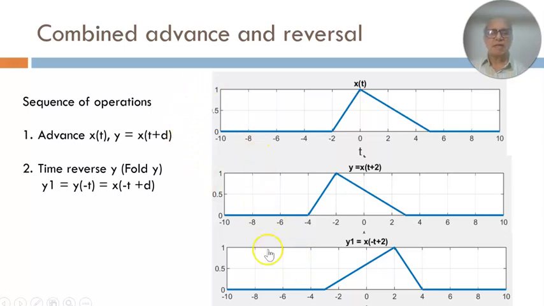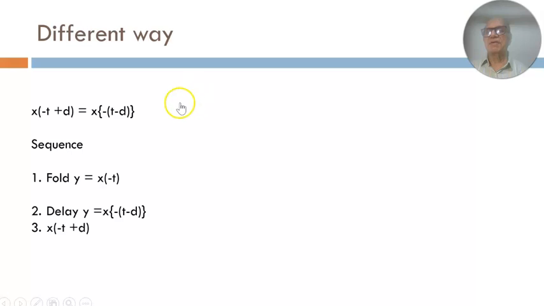Now the same result can be obtained by interchanging the operations, but then you don't use advance, you use delay. Let me explain. This is a different way. What we want again is x of (minus t plus d). But we can manipulate this, take the minus sign common, then you get (t minus d) here. So this points to the fact that you can inverse the signal first and then delay it.